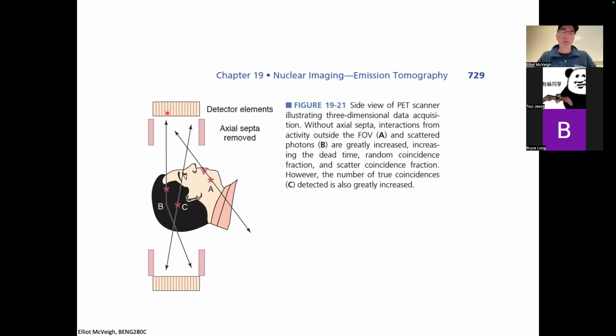This is just a review of what can go wrong. In the Z direction, if I have detectors along here and I have an event, I can get a scatter so that I get an incorrect line of response, but we've already done that.